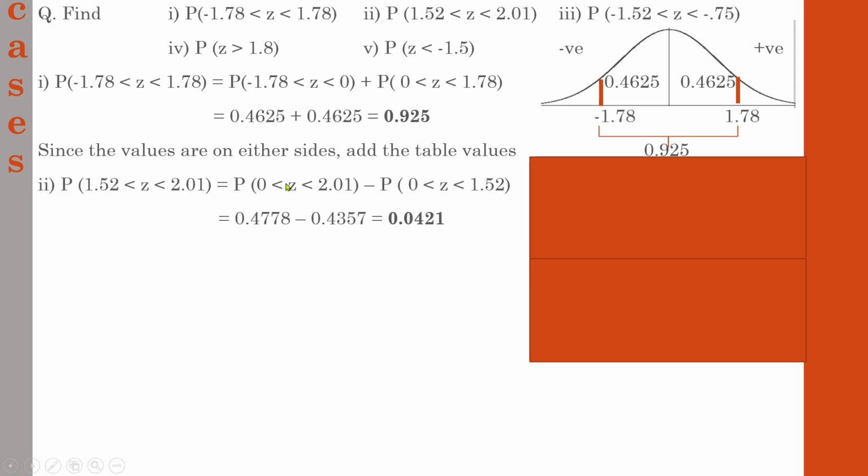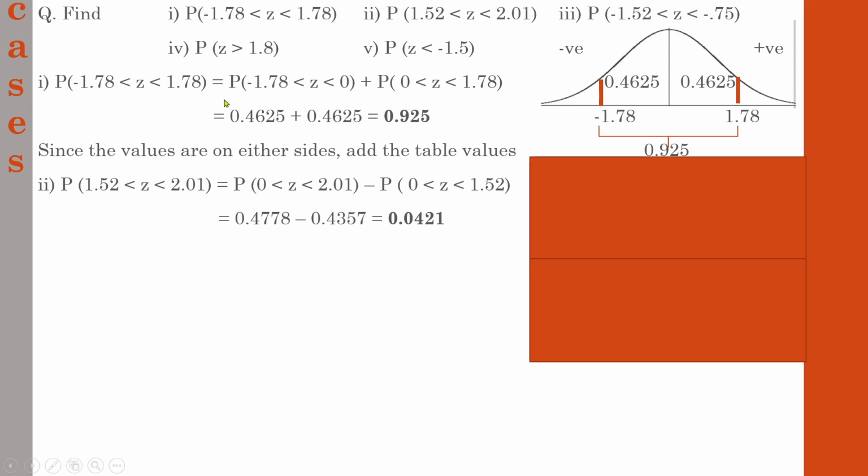Here the value of z will definitely be greater than 0, and 2.01 is also the greatest value, so let it be like that. Minus: the difference is that here we have used the plus sign, and here we have used the minus sign. So in case of minus, P of 0 < z < 1.52. In the initial glance you may find it confusing. In the first case we used one side, and here it is on the other side. How are we going to deal with that?